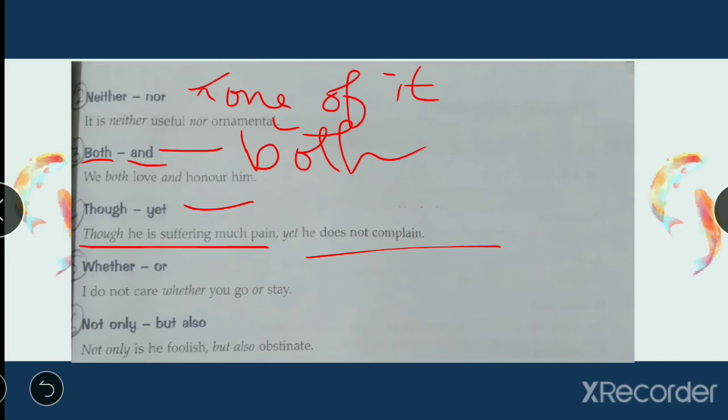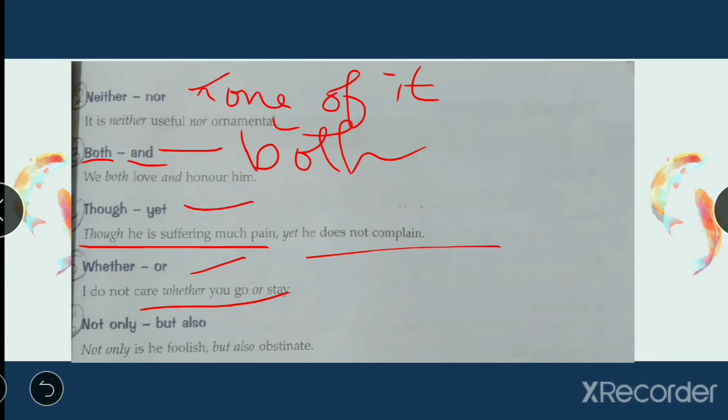Next, whether or. I don't care whether you go or stay. Whether or. Now see the example. You have to do the work whether you like it or not. भले ही अच्छा ना लगे काम तो करना ही है. Okay, so whether or. You're not giving an option. It's a compulsion over here. It's a compulsion. I don't care whether you go or stay. जाओ रहो कोई फर्क नहीं पड़ता. Okay? Nothing is going to happen.